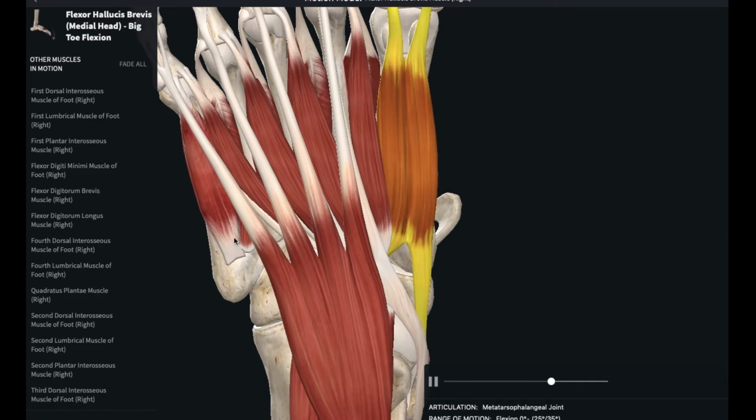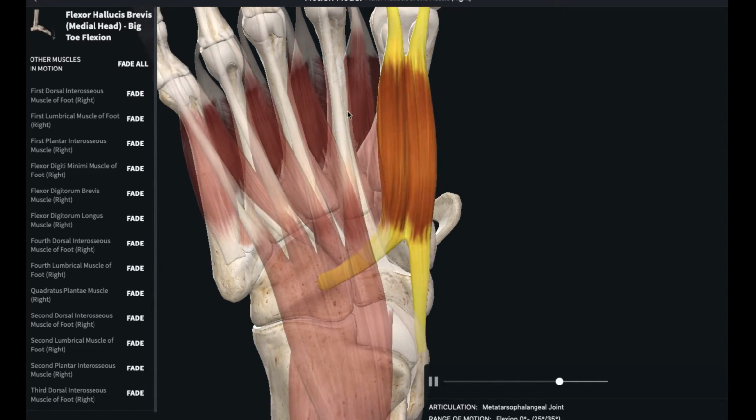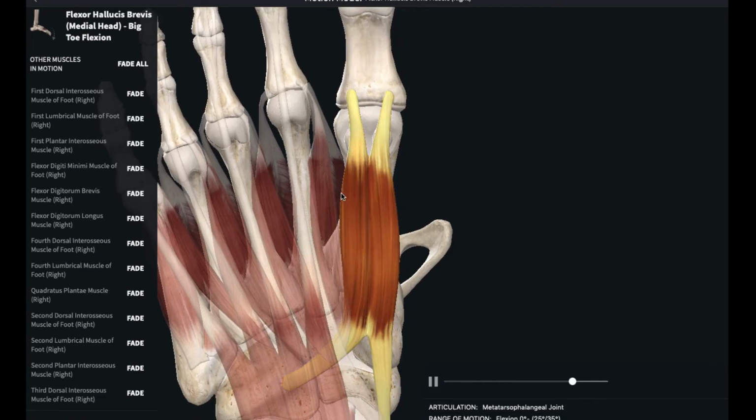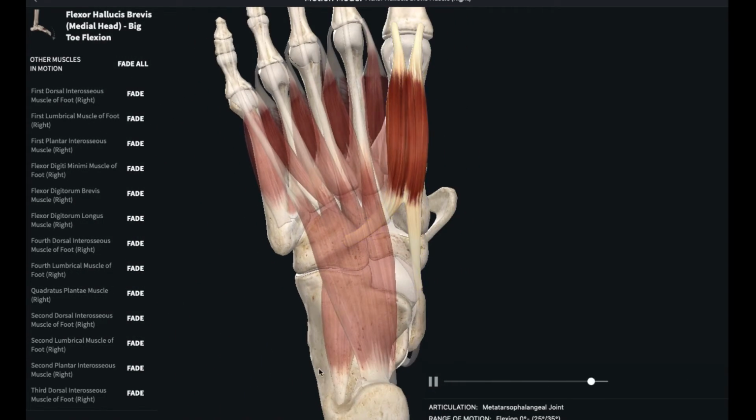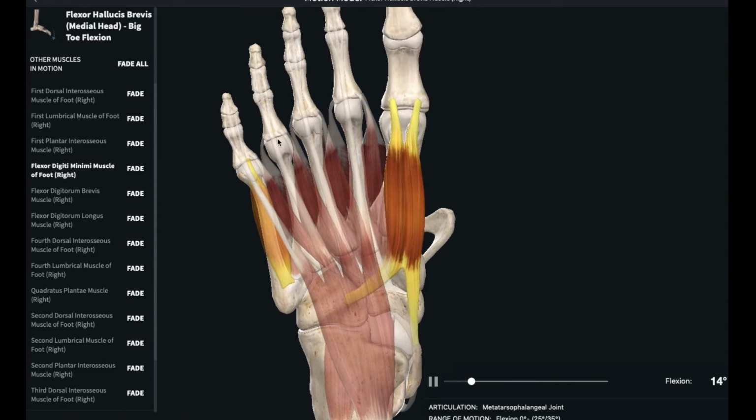now let's kind of fade everybody. It's kind of hard to see. It's too bad they do all of those muscles. Anyways, kind of got the gif. Flexor digiti minimi muscle, also flexing. Let's move on.